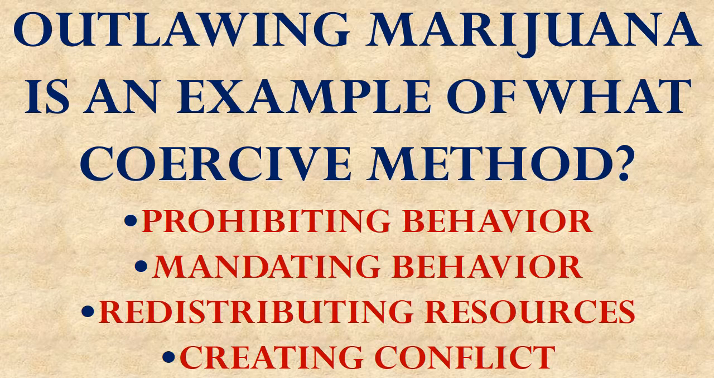Outlawing marijuana is an example of what coercive method? Is it prohibiting behavior, mandating behavior, redistributing resources, or creating conflict? Outlawing marijuana is an example of prohibiting behavior. One of the ways that the government tries to coerce us, or in other words, force us into behaving the right way.